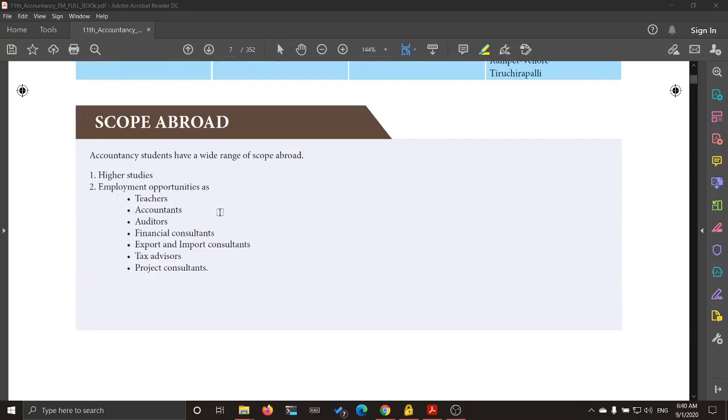Okay, what are the scopes abroad? If you go abroad, you can either go for higher studies, and what are the opportunities? You can become a teacher, accountant, auditor, financial consultant, export and import consultant, a very good area where you can really shine, and tax advisor and project consultant. You need to have a lot of exposure for all this.